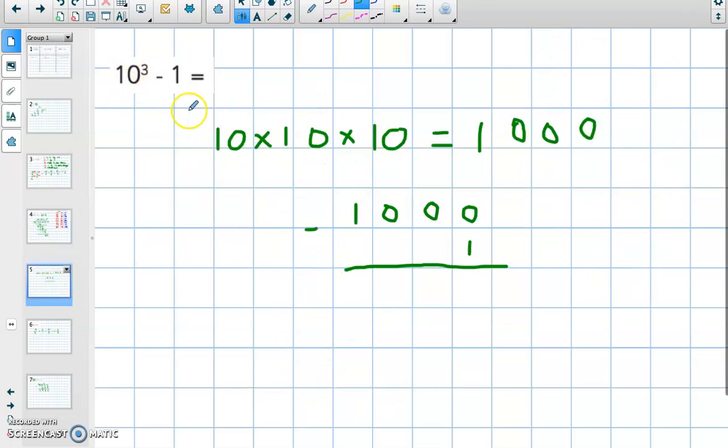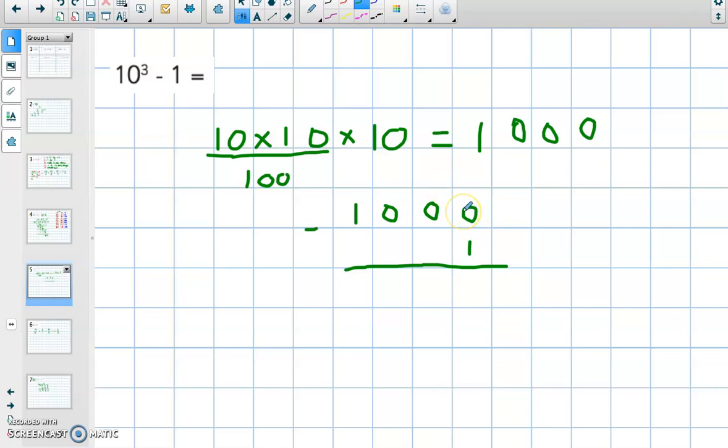Okay, so a slightly easier question. 10 cubed. Well, we know that cubing a number means multiplying it by itself 3 times. So 10 times 10, I know, is 100. And then if I multiply that 100 by 10, I get 1,000. Now, that's only 10 cubed, so that's half of the question complete. And remember, I still need to take away 1. So, using the formal method, I'm taking 1 away from 1,000.